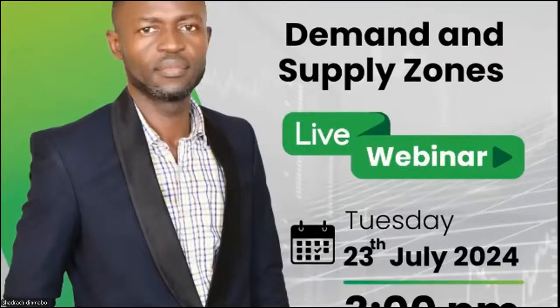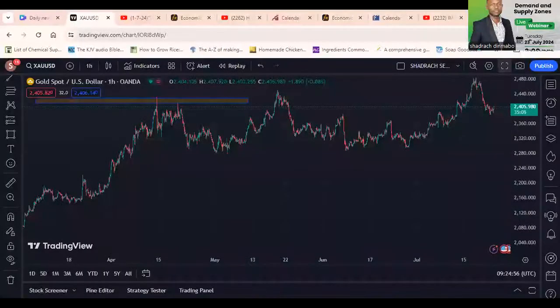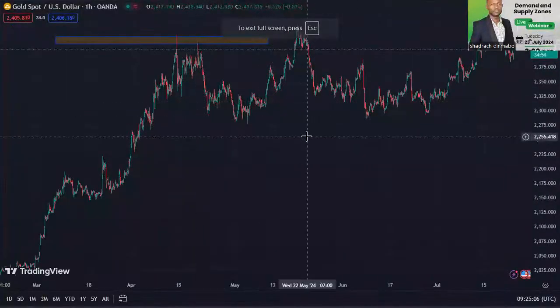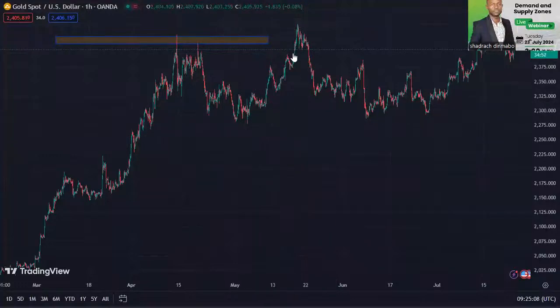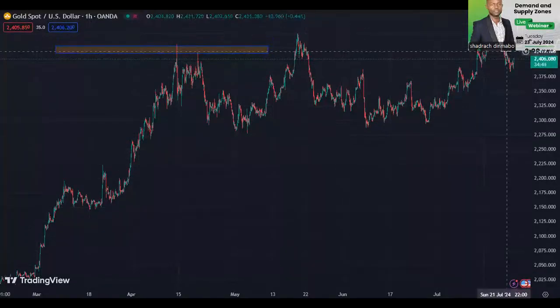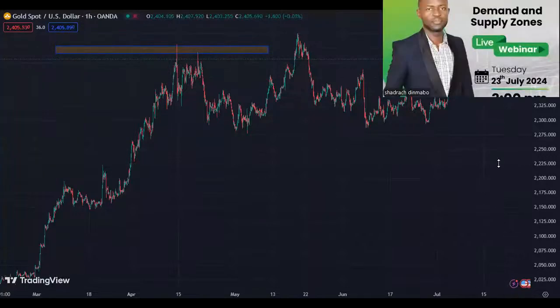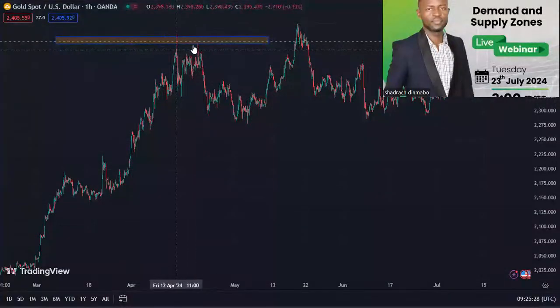So straight up, let's look into our chart for today and see what we can come up with: how to spot a valid demand and supply zone, because it's a practical class actually. It's something that we need to identify directly from the chart.